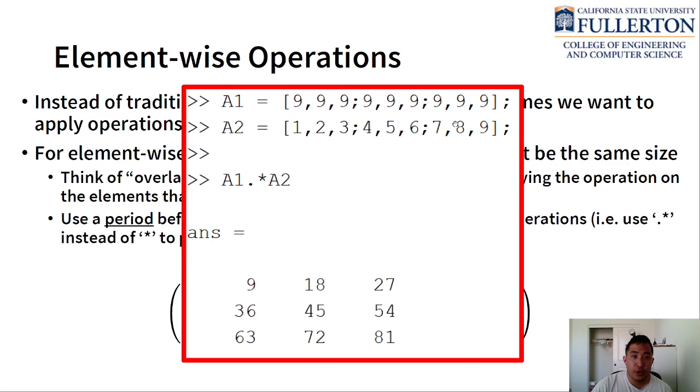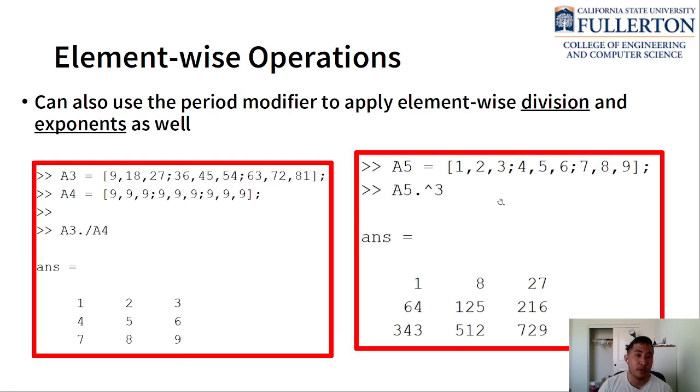Okay, and so here's the code for that. We have a matrix of all 9s, and then 1 through 9 we have a numpad, and then we perform the element-wise operation, and this is what we get. This is different than if we took these 2 matrices and multiplied them together without the dot, right? We'd get something very different, and so this is an element-wise operation. This period, I call it a period modifier, and it's a very powerful tool. You can use it for element-wise division and exponents as well.